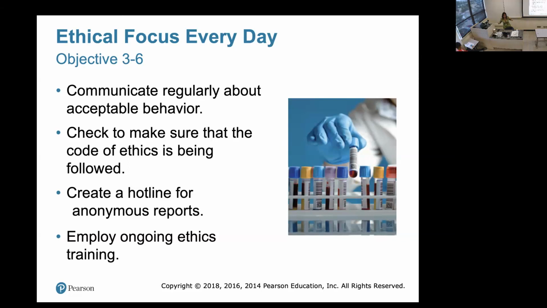Even though there's a law against retaliation against whistleblowers, people are still worried that if they report something, they're going to lose their job or be retaliated against. So have anonymous hotlines where employees can report things if they see that things are going wrong, right? And have ongoing ethics training, right?